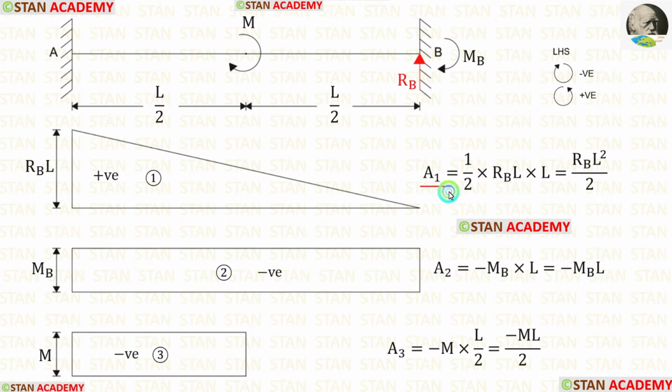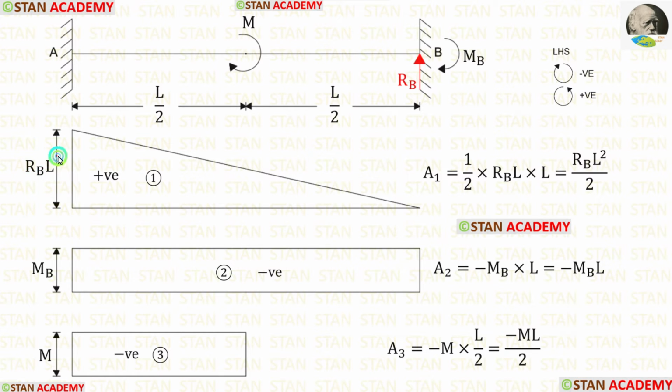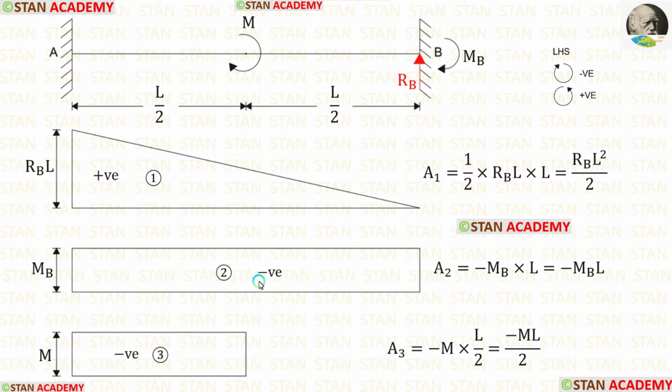Let us find area 1. This is a triangle. We know the formula for the area of a triangle: half into breadth into height. Here the height is RBL, the breadth is L. Using the formula, we are getting RBL square upon 2. Now let us find area 2. This is a rectangle. When we multiply MB with L, we will get the area. Since the diagram is negative, we have to apply a negative sign with the area.